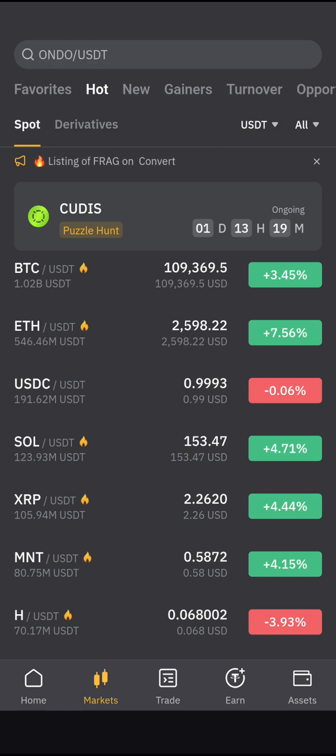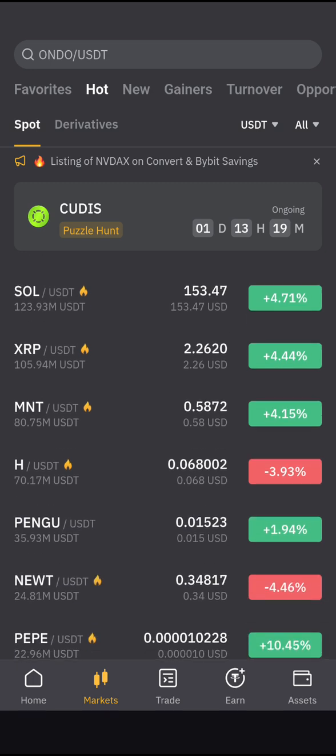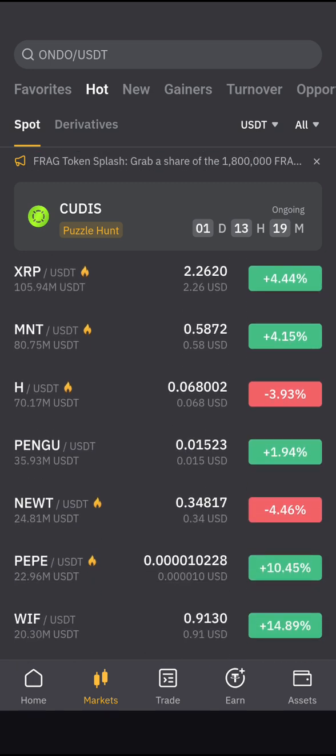This added over plus 4%, which if you traded with like 200 USD, you'd have made something rational. This also added plus 4%, and MNT also added plus 4%. But one of the major coins I want us to look at is the PEP coin. You can see it's still on fire. It added over 10%.